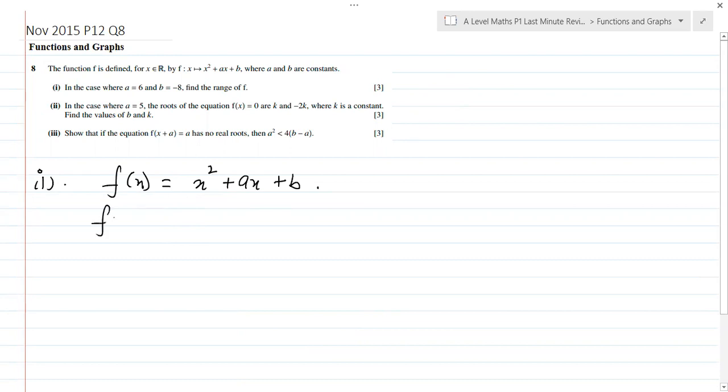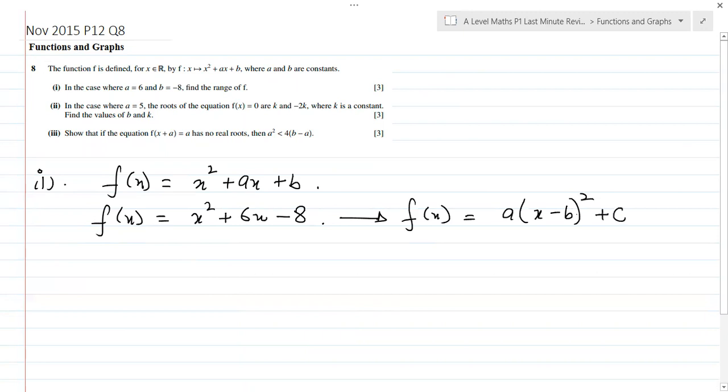Okay, so we have f(x) is equal to x squared plus 6x, since a is 6, and b is minus 8. That gives us a quadratic equation, and it says find the range of f. So from a quadratic equation, how do we work out the range? The only way we can work out the range from a given quadratic equation is to do completing the square and have this in the form of a(x minus b) whole thing squared plus c. Only then can we tell what the range is depending on this c value.